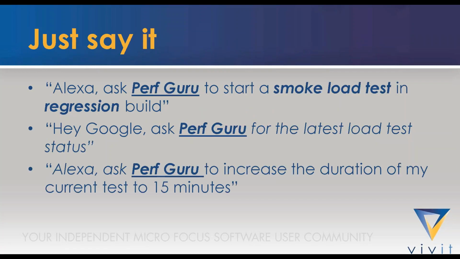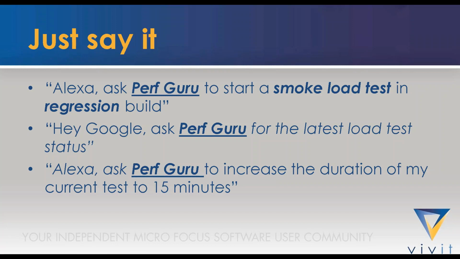So to get started, what I have done is I have created a sample skill using the Alexa SDK using Node.js. Here the skill name is Perf Guru. Whatever you are seeing in the bold underlined word, that is the skill name, which can be customizable. And whichever word you are seeing in bold letters, it is the intent.